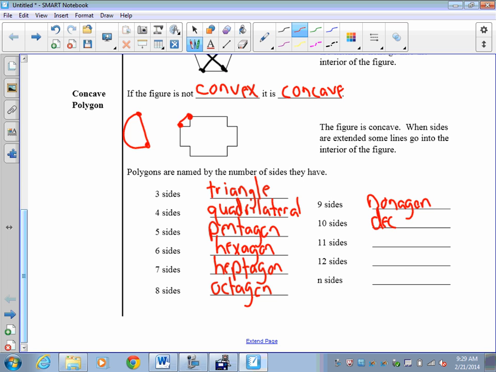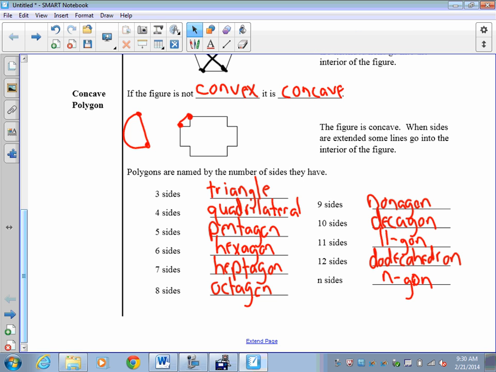A decagon is a 10-sided figure. We usually call an 11-sided figure an 11-gon. A 12-sided figure we could call a 12-gon, but it's also known as a dodecagon. And n-sided is n-gon. So if we have 16 sides, we wouldn't have some special name for it. We would just call it a 16-gon, just like 11 is done with 11-gon.